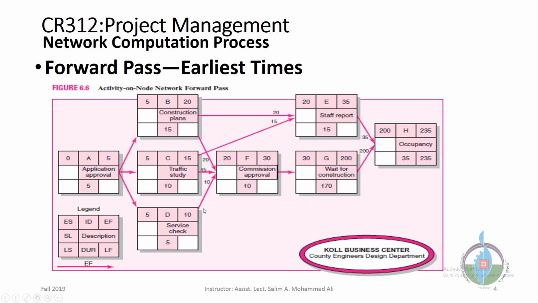Okay, before we jump to G, we have to finish E. E depends on B and C. They have 15 and 20, so we will select the largest. The largest is 20, and E has 15 days duration. So 15 plus 20, it will be 35. Okay, why do we draw E after F? Because as you can see, the early finish of F is less than the early finish of E, so we put E after block F.